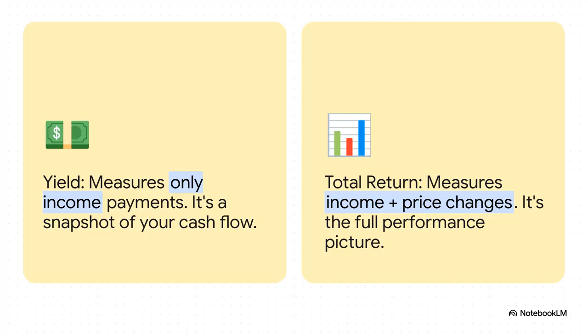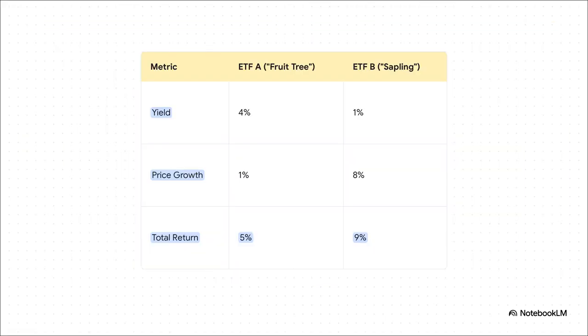Okay, quick recap before the big showdown. Remember, yield is only the income payments. It's just a snapshot of your cash flow. Total return is the income plus the price changes. It's the full picture. Got it? Okay, let's go. All right, check this out. This is where it all comes together.